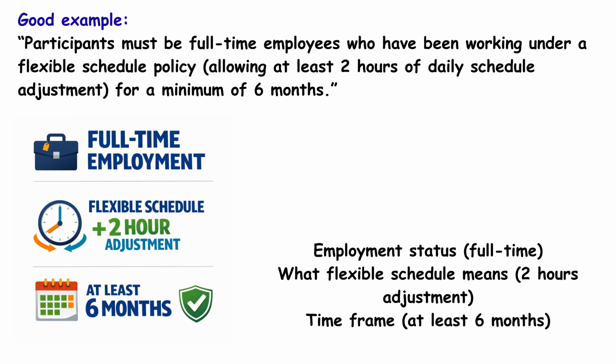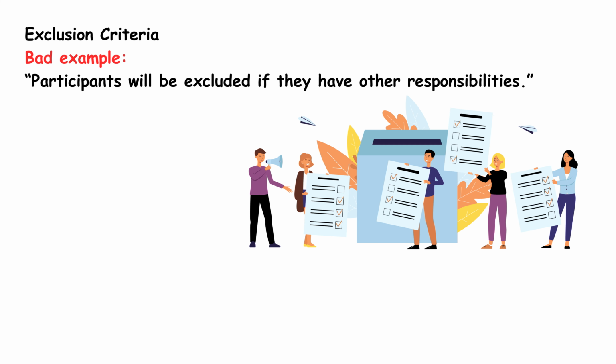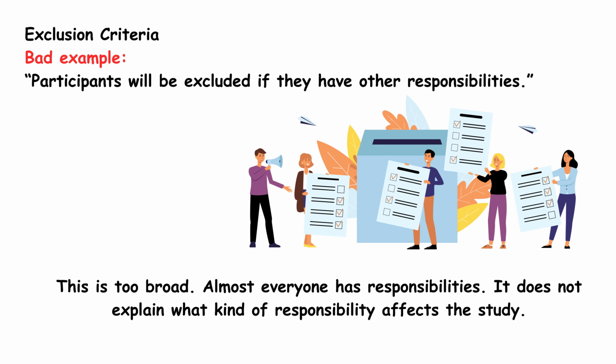This version clearly defines employment status, full-time, what flexible schedule means, 2 hours adjustment, and the time frame, at least 6 months. This makes the condition stable and measurable. Exclusion criteria, bad example: participants will be excluded if they have other responsibilities. This is too broad. Almost everyone has responsibilities. It does not explain what kind of responsibility affects the study.